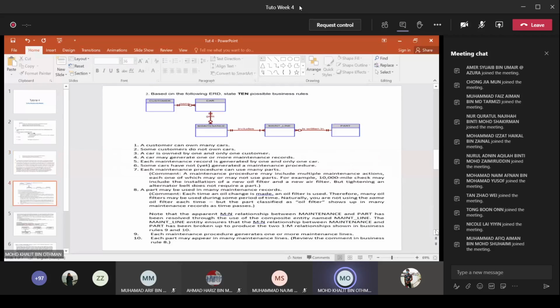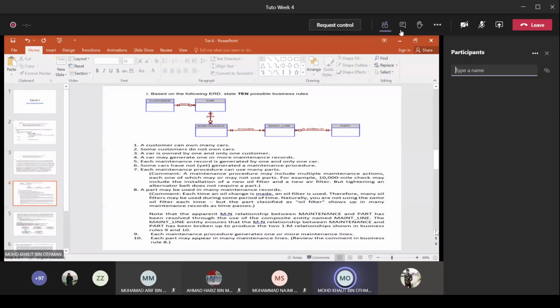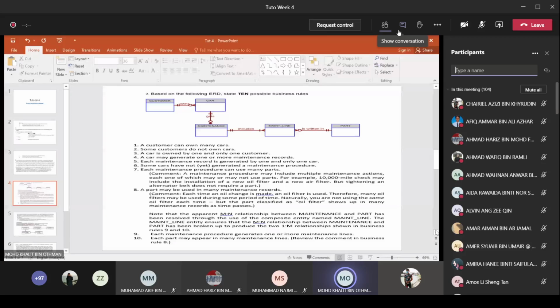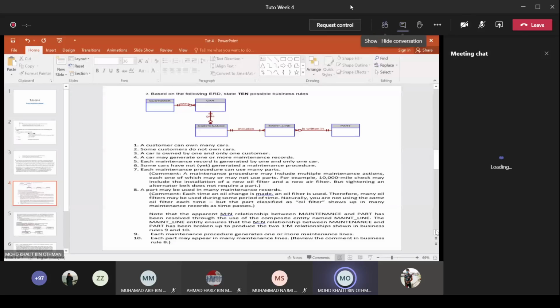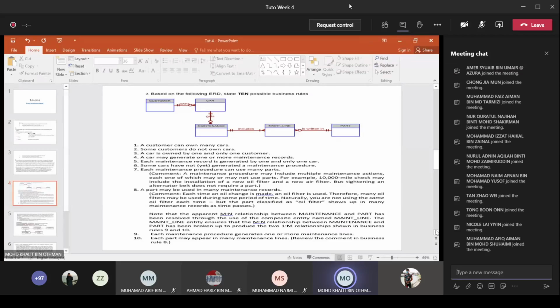And then for question 2, based on the following ER diagram, state 10 possible business rules. First, you have to know what a business rule is. I already explained quite a little bit about what a business rule is, and gave examples of business rules.